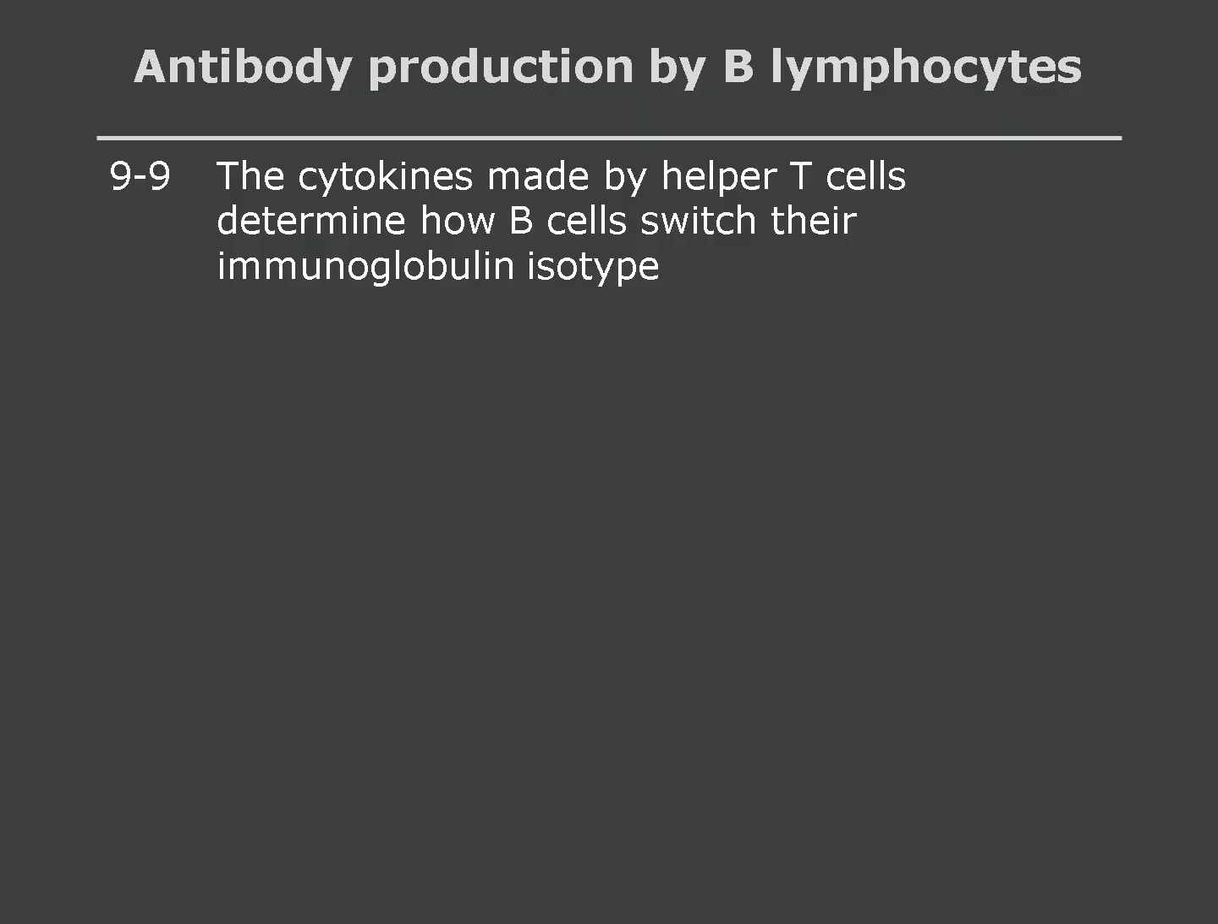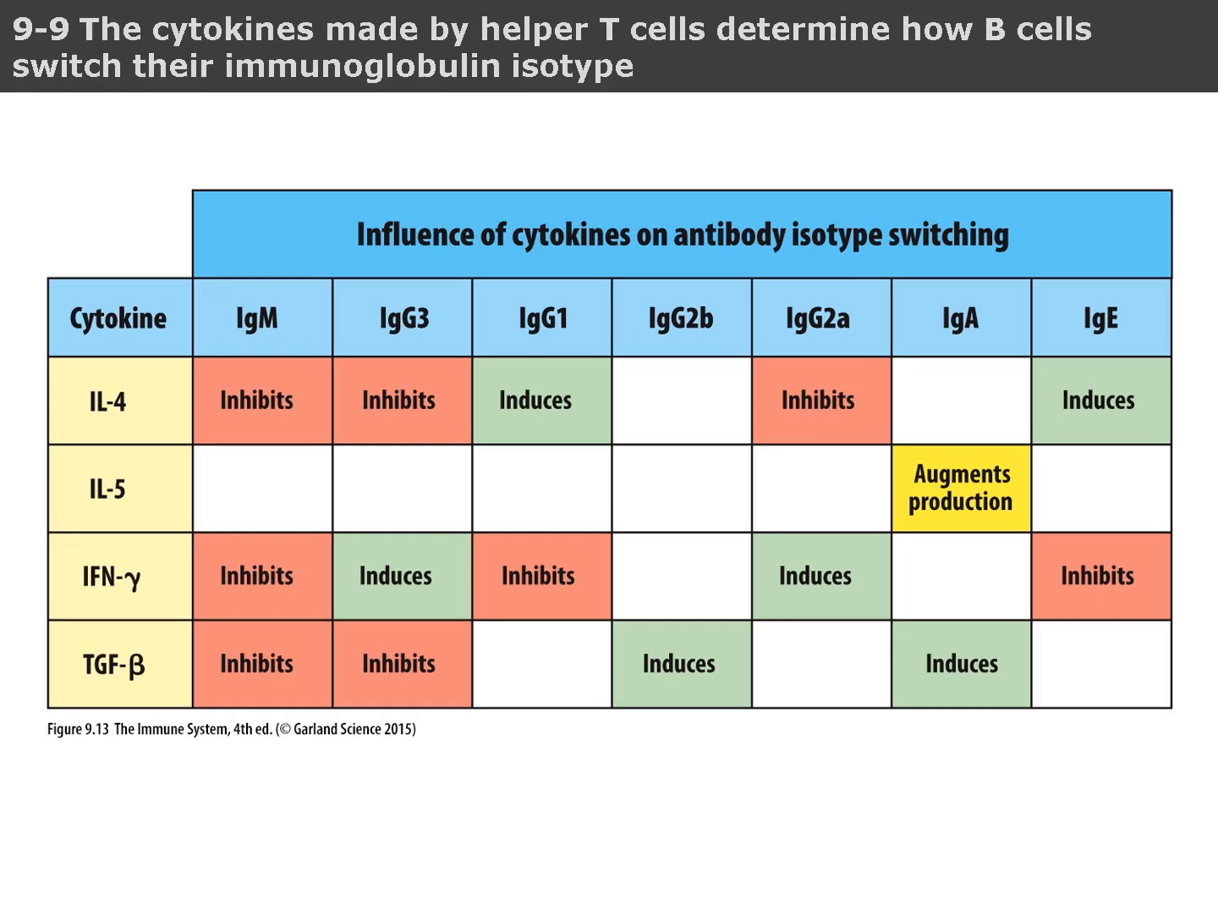The cytokines made by helper T cells determine how B cells switch their immunoglobulin isotype. B cells don't just make antibodies, they can switch the isotype of the antibodies they produce based on signals received from helper T cells, particularly in the form of cytokines. This figure summarizes how different cytokines influence antibody isotype switching.